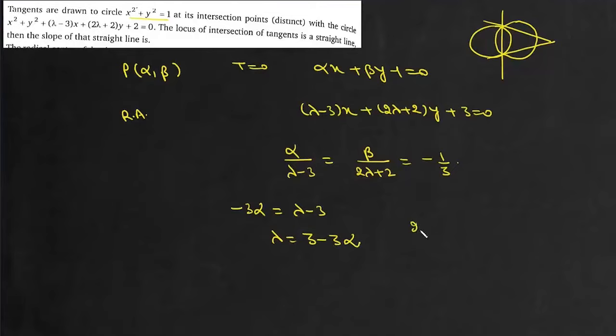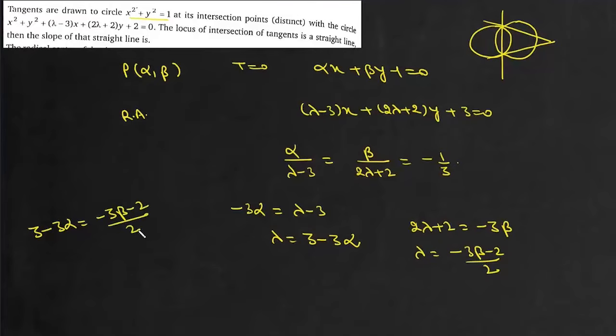And here we'll get 2 lambda plus 2 equals minus 3 beta, or lambda equals minus 3 beta minus 2 upon 2. Now we equate lambda, then we'll get 3 minus 3 alpha will be equal to minus 3 beta minus 2 upon 2.